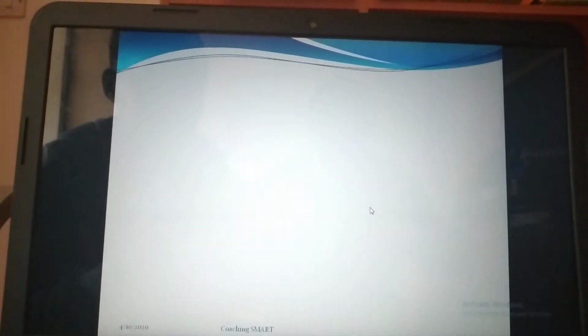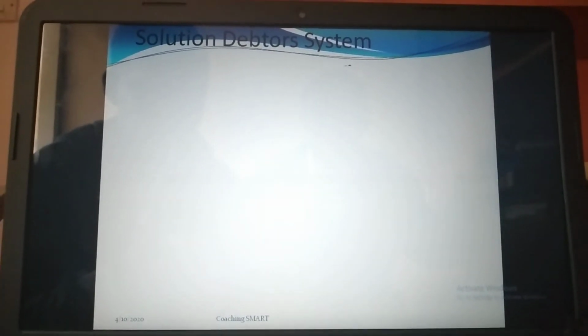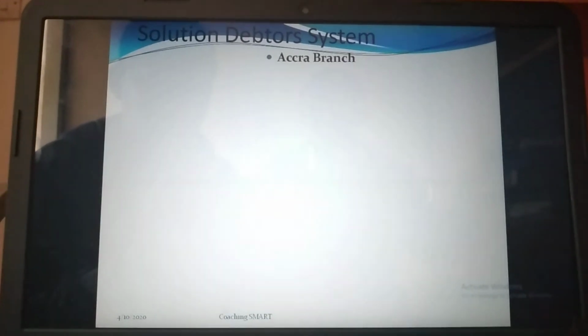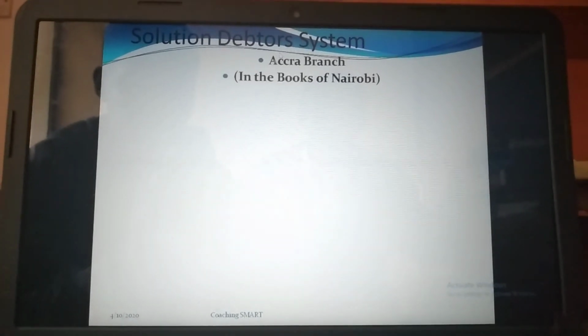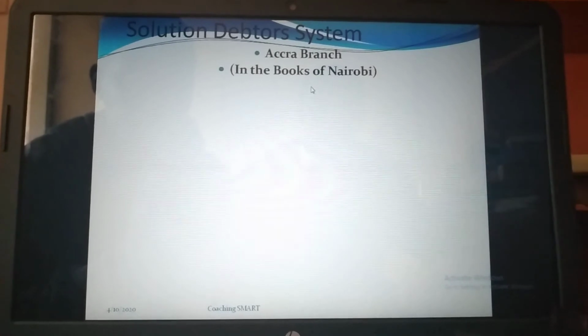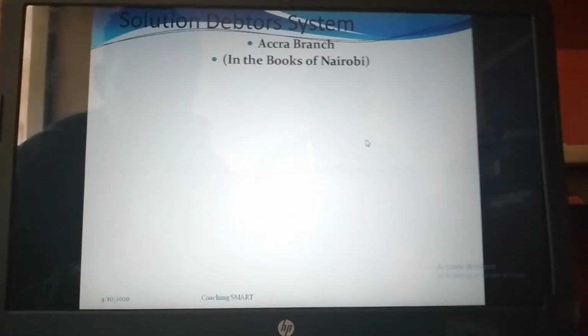Remember, the question requires us to prepare the stock and debtors system, then followed by the debtors system. Now we are dealing with the solution under the debtors system. Now in the debtors system, what is very important is that we prepare in the name of the account. Agra is the city where the branch is. In the books of Nairobi, the location of the company is in Nairobi. That is where the head office is positioned.